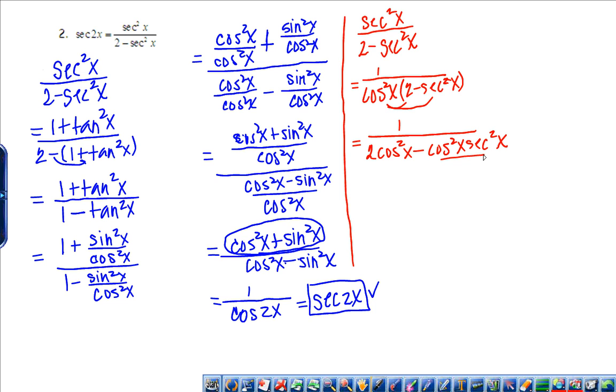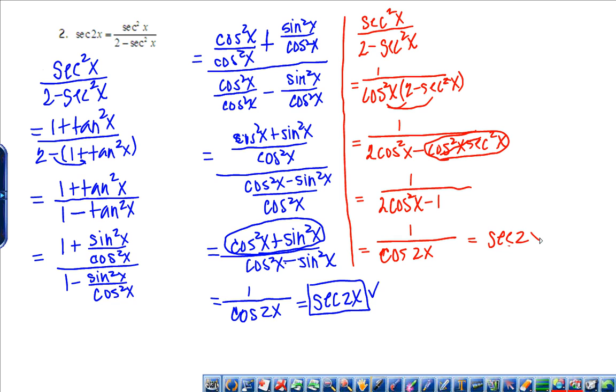Okay, now this right here, cosine times secant, those are reciprocals of each other. So this actually right here cancels out and gives me a 1. Okay, so 1 over 2 times cosine squared x minus 1. Okay, well, this right here is a form of your double argument. So I'm actually almost done. So this would be cosine of 2x, and again 1 over cosine of 2x is your secant of 2x, which is where we want it to be. So there's 2 different ways, and of course you might find another way to do it as well.